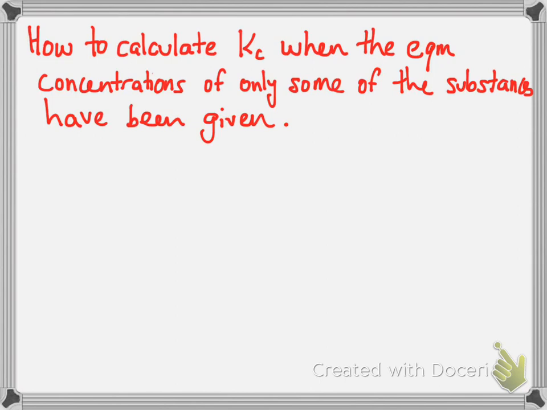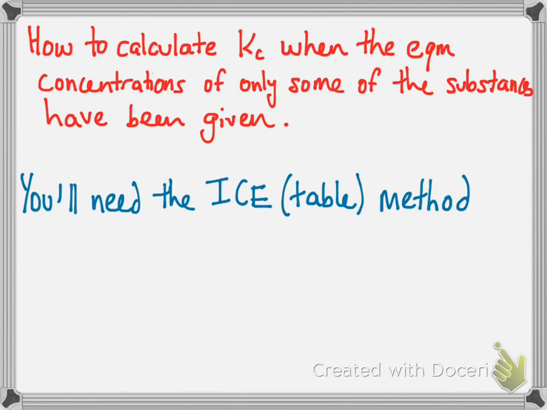So sometimes you might see a question including words such as "allowed to approach equilibrium" or "when equilibrium has been established", and you're only given the equilibrium number of moles or concentration for one substance. If that's the case, what you need to do is use the ICE method or the table method. I stands for initial, C stands for change, and E stands for equilibrium.